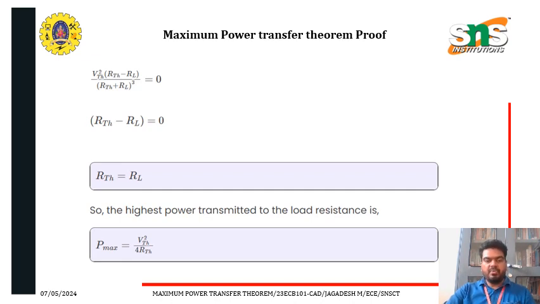So the highest power transferred to the load is P maximum. When you substitute and simplify the equations and derivations, finally we get P max equal to VTH square by 4 into RTH, where RTH and RL are equal for the maximum power.